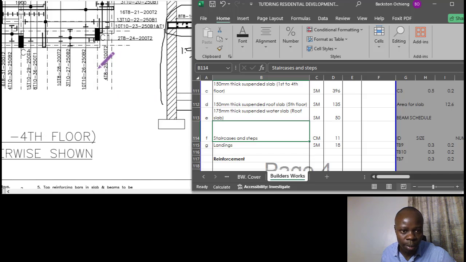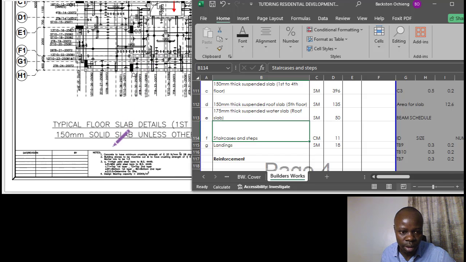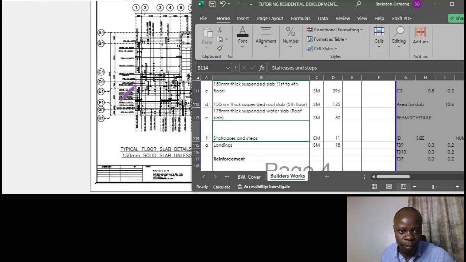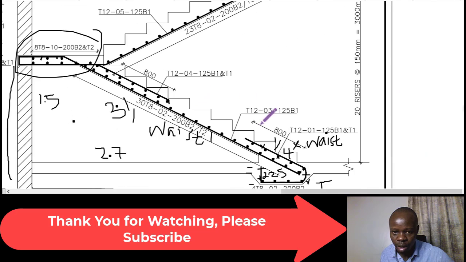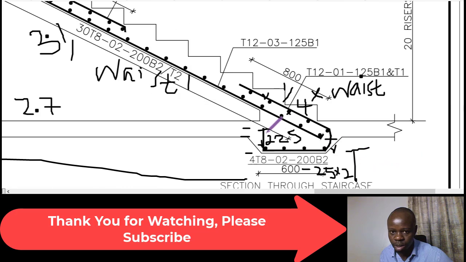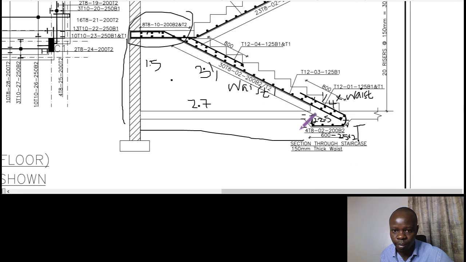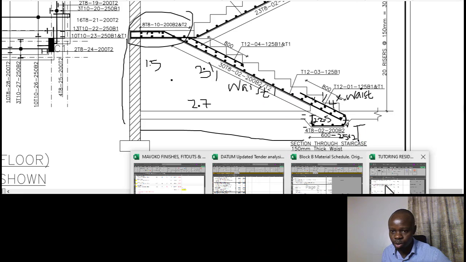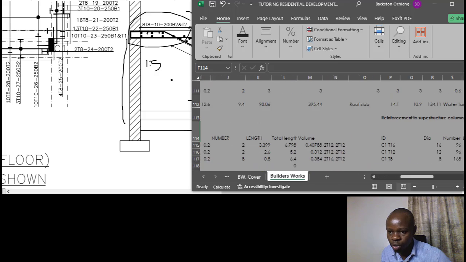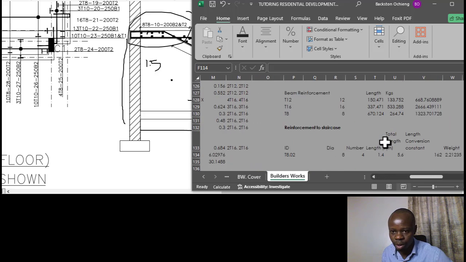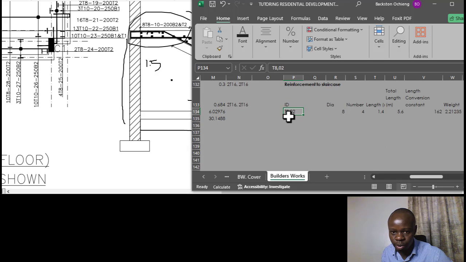Now let me just bring this. It's not showing me. Yes, this is how I want it. So let's see what we have. So in our length, let's go to, this is where we are doing it.